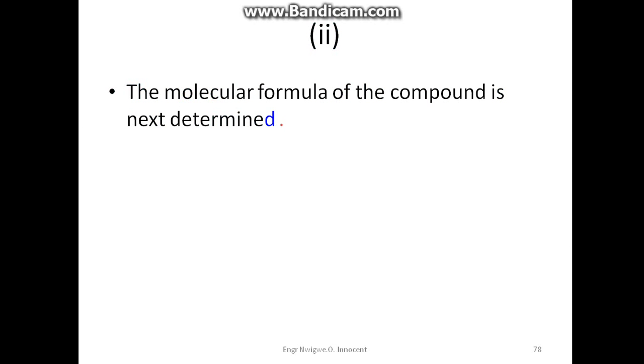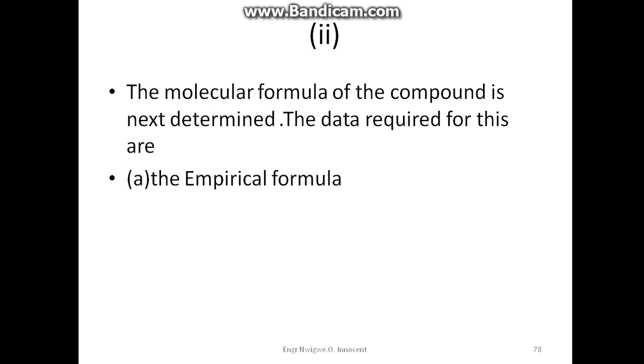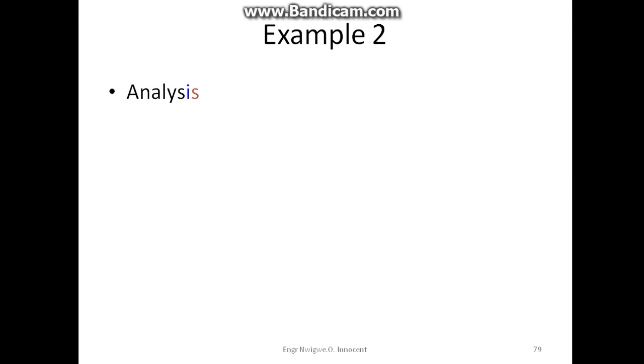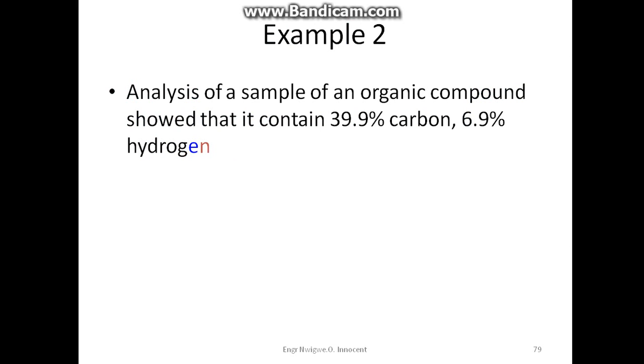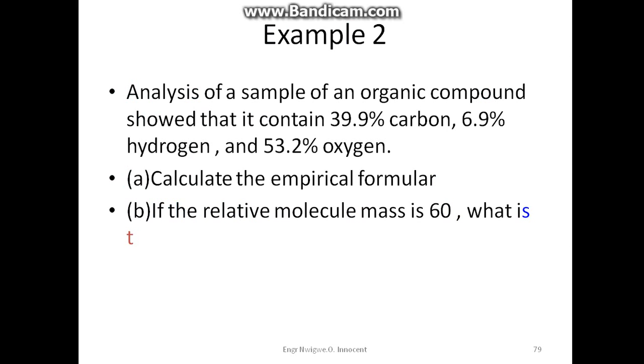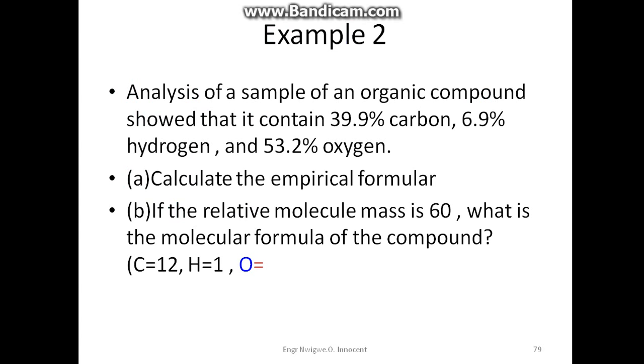For the molecular formula, the molecular formula of the compound is next determined. The data required for this are the empirical formula, the molar mass of the compound, or the vapor density of the compound. Example 2. Analysis of a sample of organic compound shows that it contains 39.9% carbon, 6.9% hydrogen, and 53.2% oxygen. A. Calculate the empirical formula. B. If the relative molar mass is 60, what is the molecular formula of the compound?